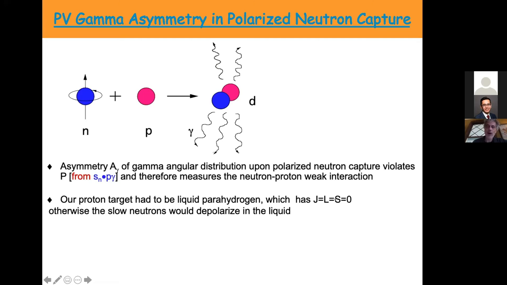And we wanted parahydrogen because we wanted something that did not depolarize or flip the neutron spin as it went into the liquid target. And as you know, parahydrogen has J equals L equals S equals zero. So it's a spherically symmetric blob that won't depolarize a neutron.